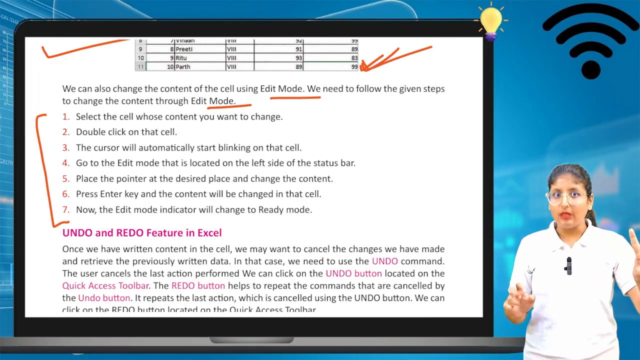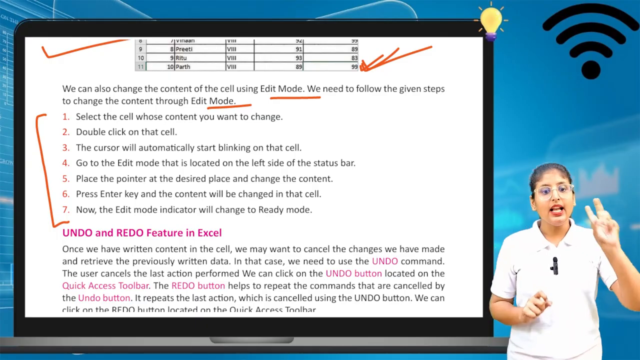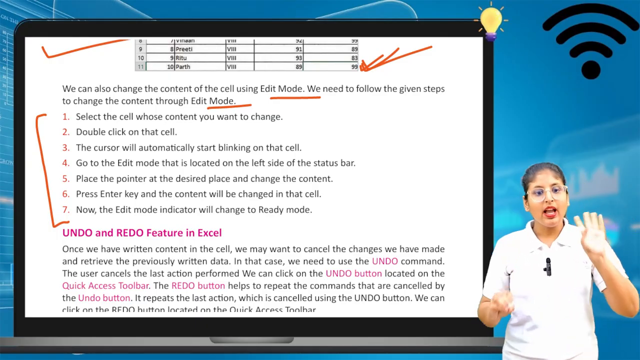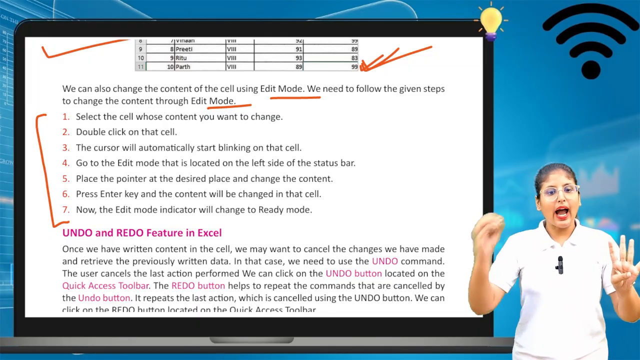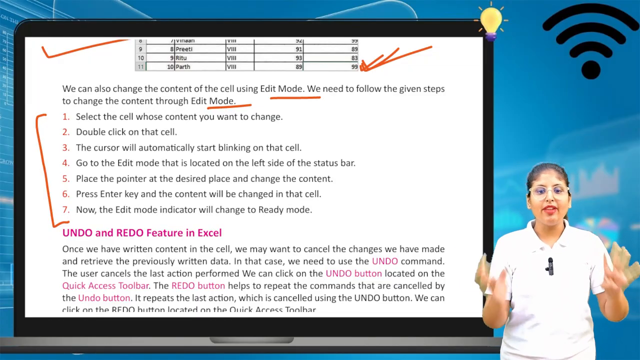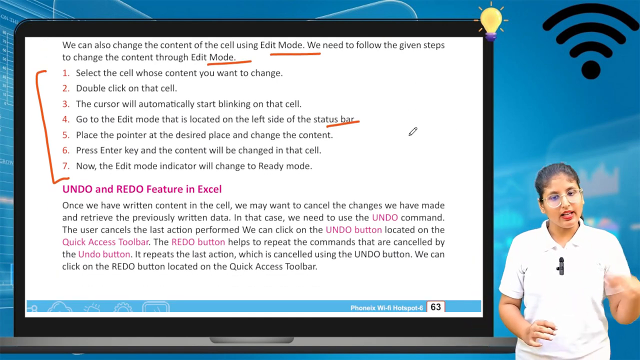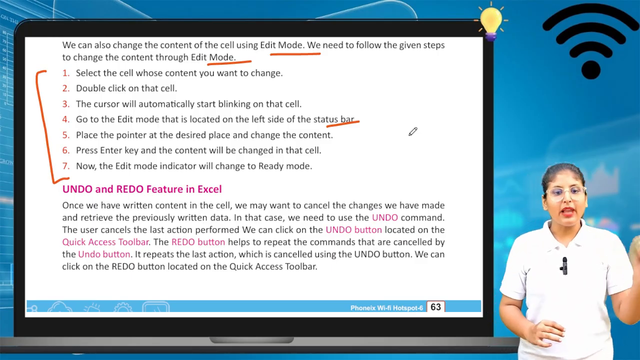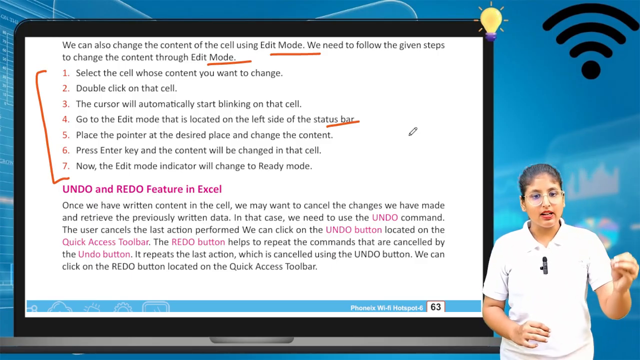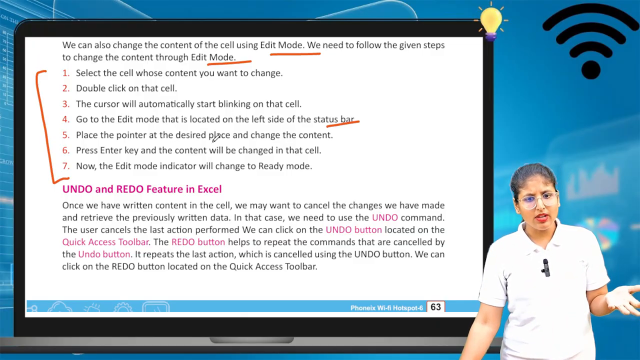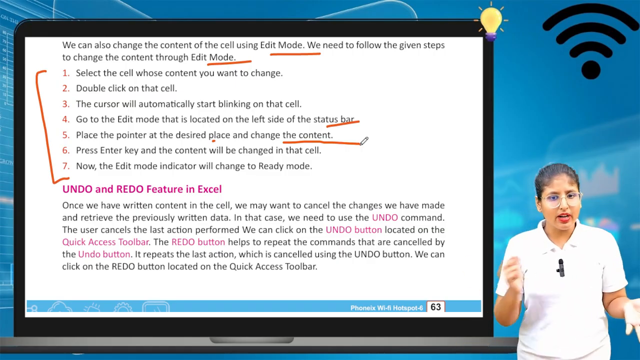Double click on the cell. The cursor will automatically start blinking in the cell. Step 4, go to the edit mode that is located on the left side of the status bar. Step 5, place the pointer on the desired place and change the content. Of course, place your mouse and your content is changed and replaced by the new content.